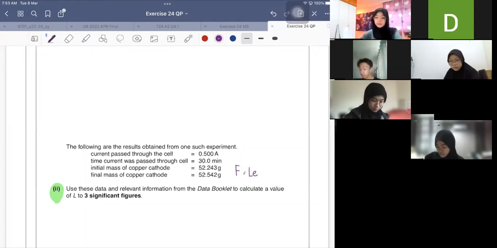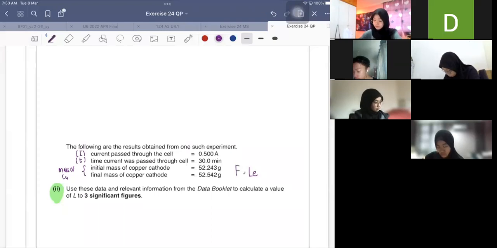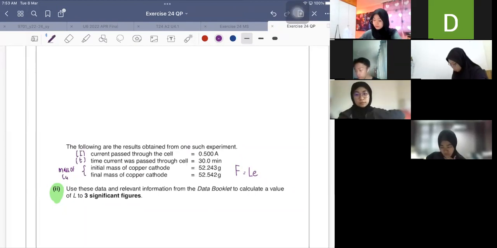What do we know here? We know the current, which is our I. We know T. Okay, and then we can find the mass of copper, initial mass and final mass. So that means the mass of copper produced in this setup. This calculation is related to our electrolysis calculation. Now, if you know I and T, you need another expression. Q is equal to IT.